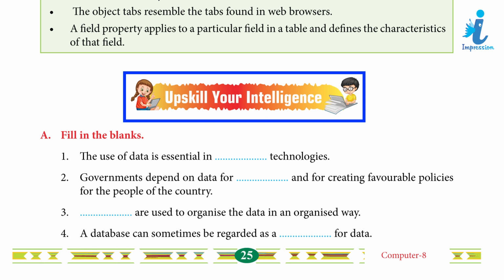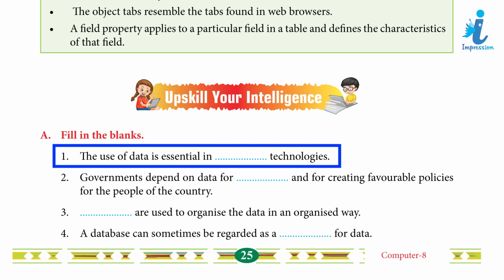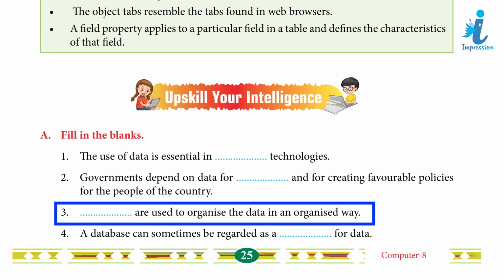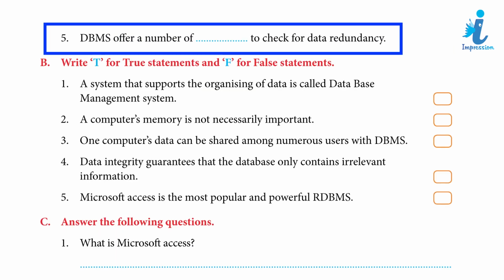Upskill your intelligence. A. Fill in the blanks. 1. The use of data is essential in dash technologies. Answer: advanced. 2. Governments depend on data for dash and for creating favorable policies for the people of the country. Answer: decision making. 3. Dash are used to organize the data in an organized way. Answer: databases. 4. A database can sometimes be regarded as dash for data. Answer: storage. 5. DBMS offer a number of dash to check for data redundancy.